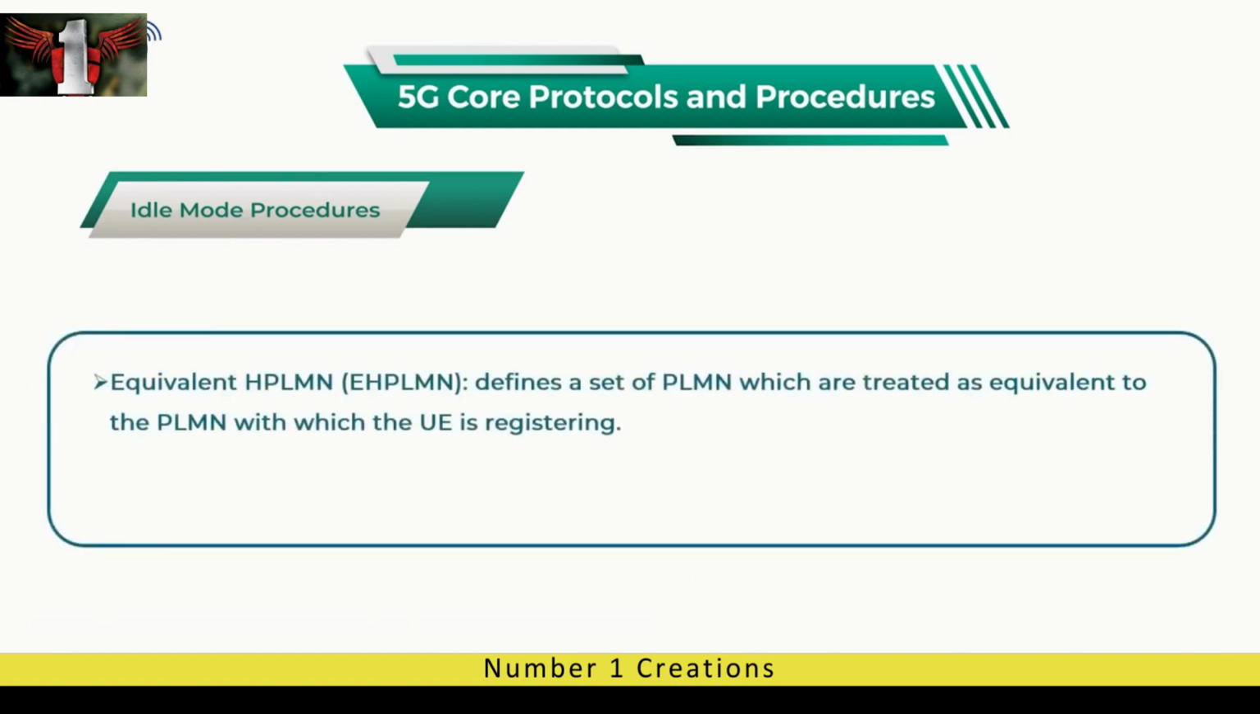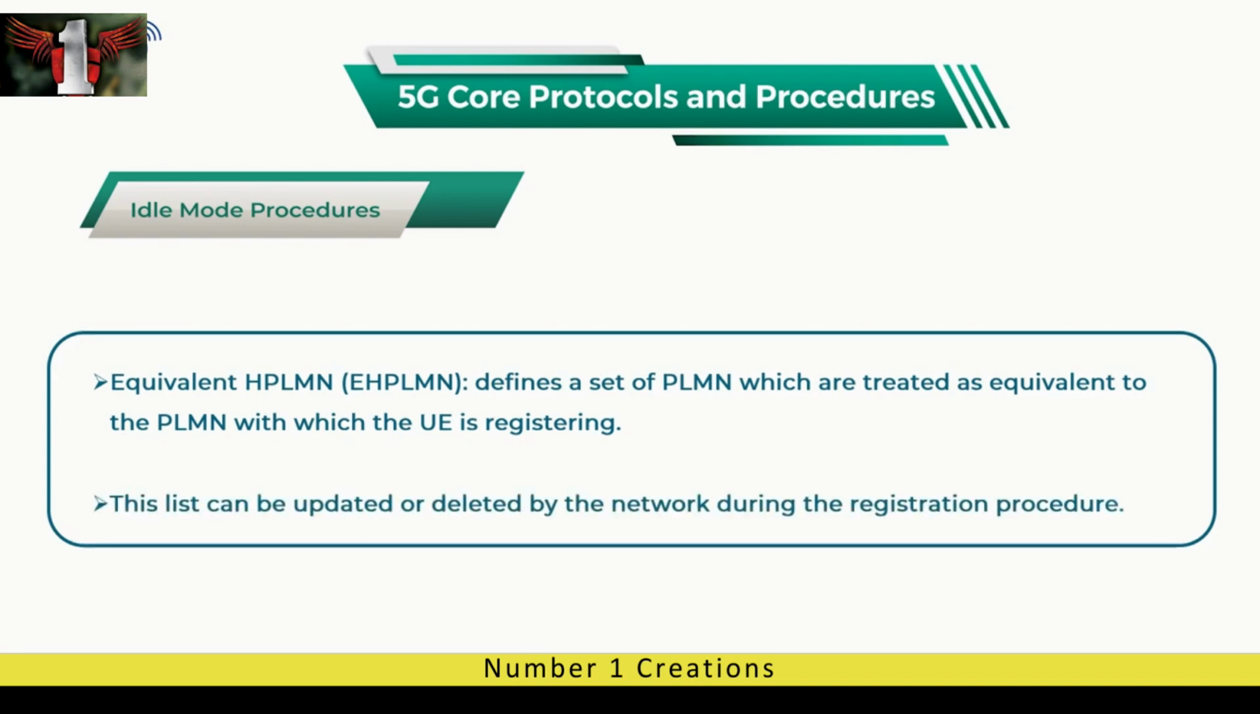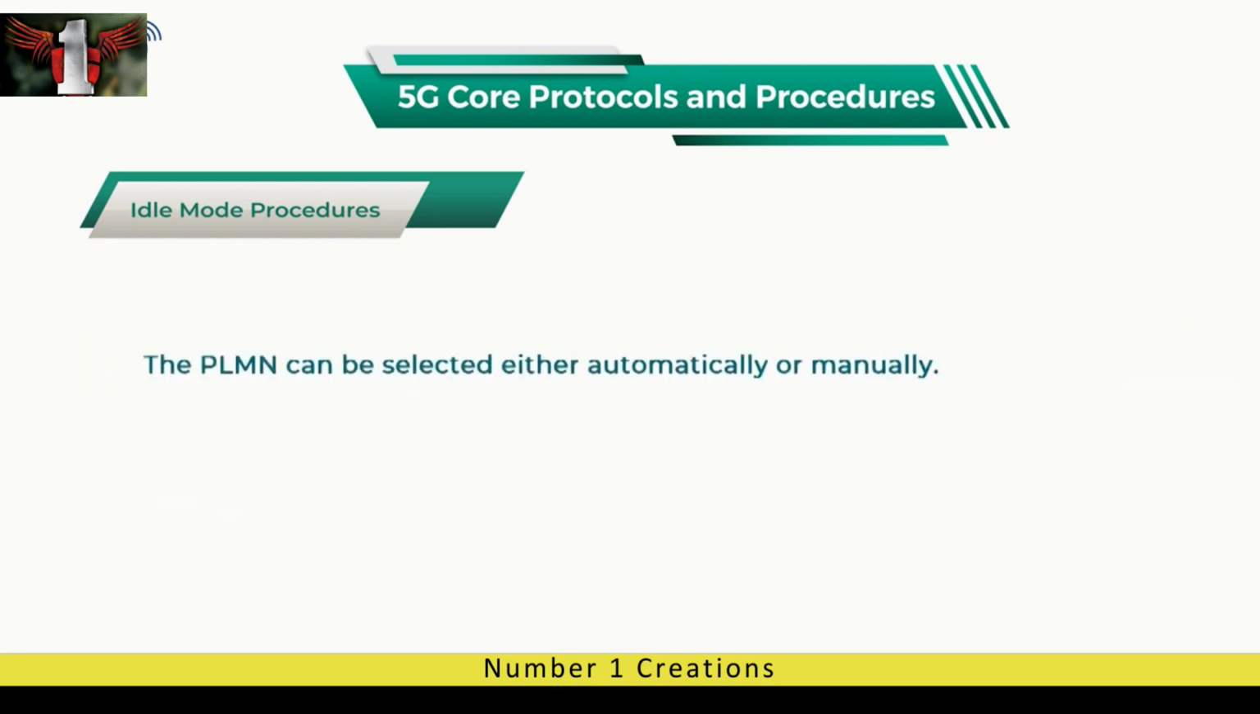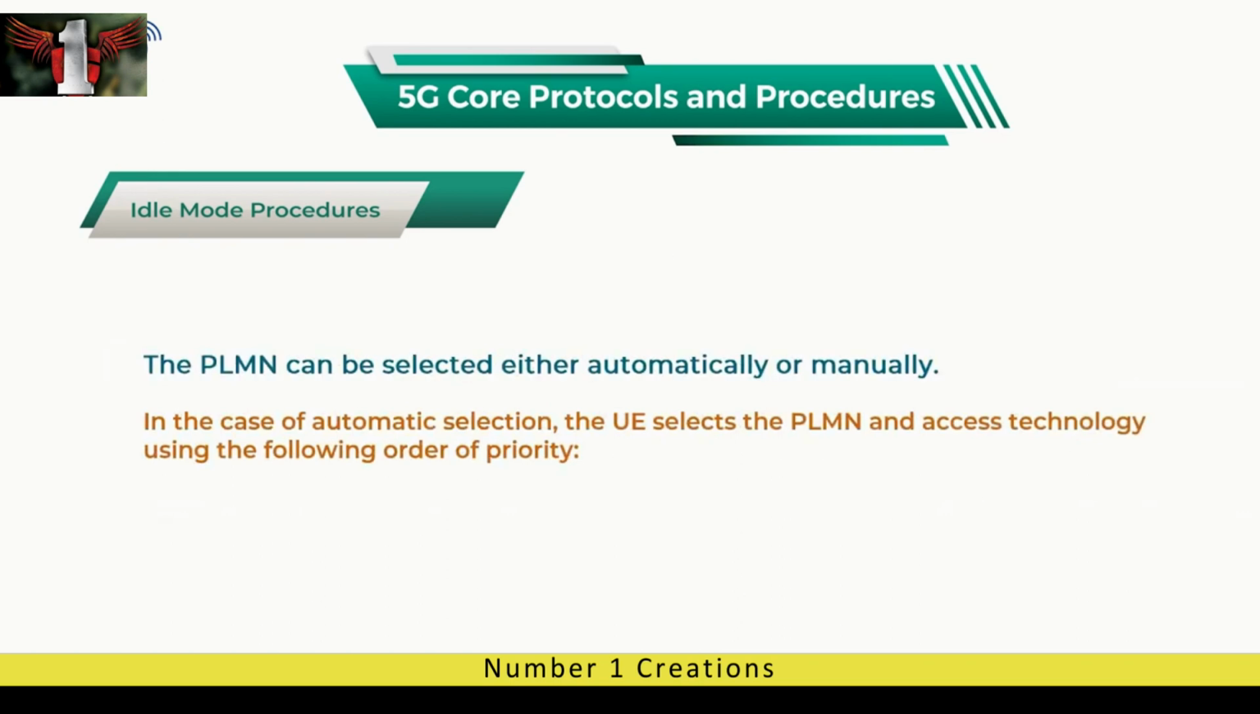Sixth, equivalent HPLMN, that is EHPLMN, defines a set of PLMNs which are treated as equivalent to the PLMN the UE is registering. This list can be updated or deleted by the network during the registration procedure. The PLMN can be selected either automatically or manually. In the case of automatic selection, the UE selects the PLMN and access technology using the following order of priority.